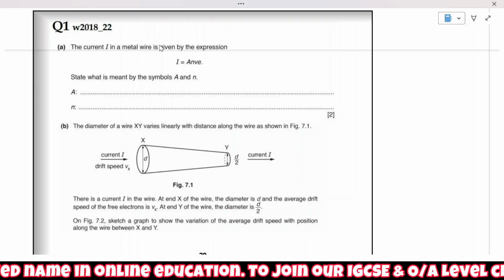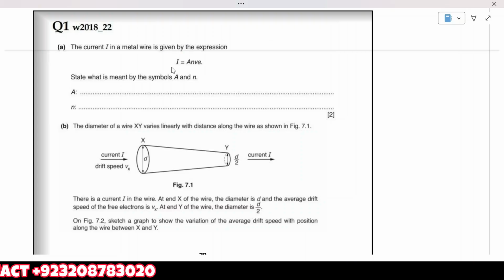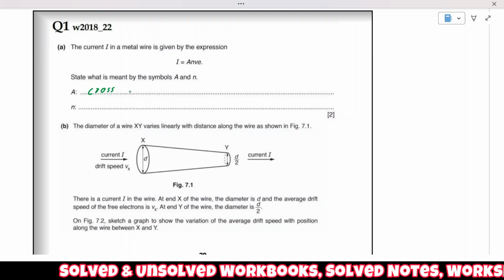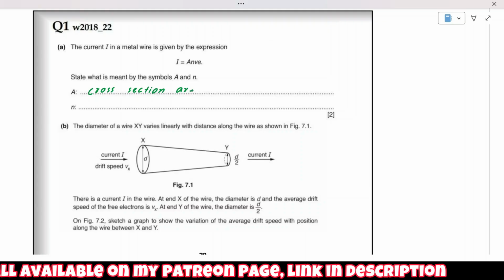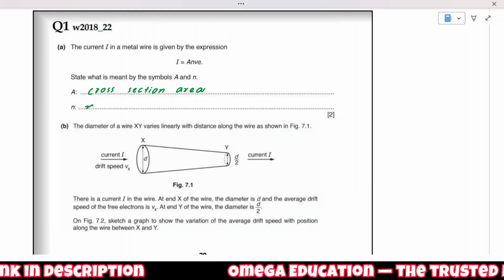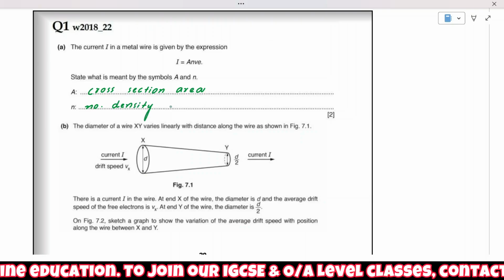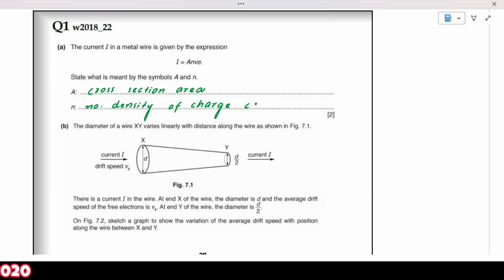Okay, so we need to be very careful with these ones. This is small n and capital N. They represent different quantities. But for A, this is going to be cross-sectional area, and n represents number density of charge carriers. Not the number of charge carriers. n represents the number density of charge carriers or the number density of electrons, because e is basically the charge on the electron.